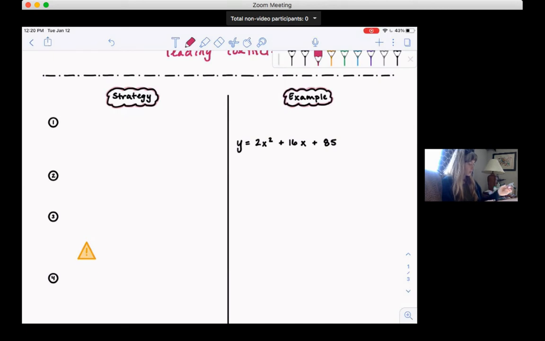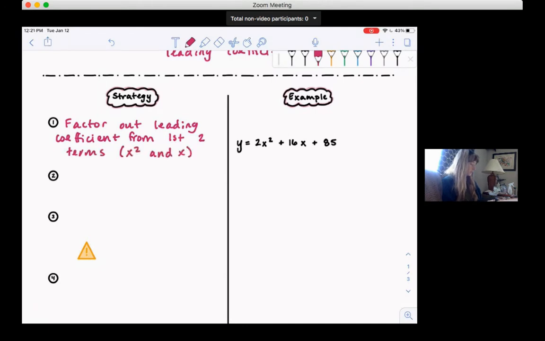Okay, so our first step is to do something called factoring out the leading coefficient. So we're going to factor out the leading coefficient from just the first two terms. So that's the x squared term and the x term. What does it mean to factor the leading coefficient out? Basically, we're undistributing it or dividing it out of those terms and moving it to the front. So here's what that looks like.